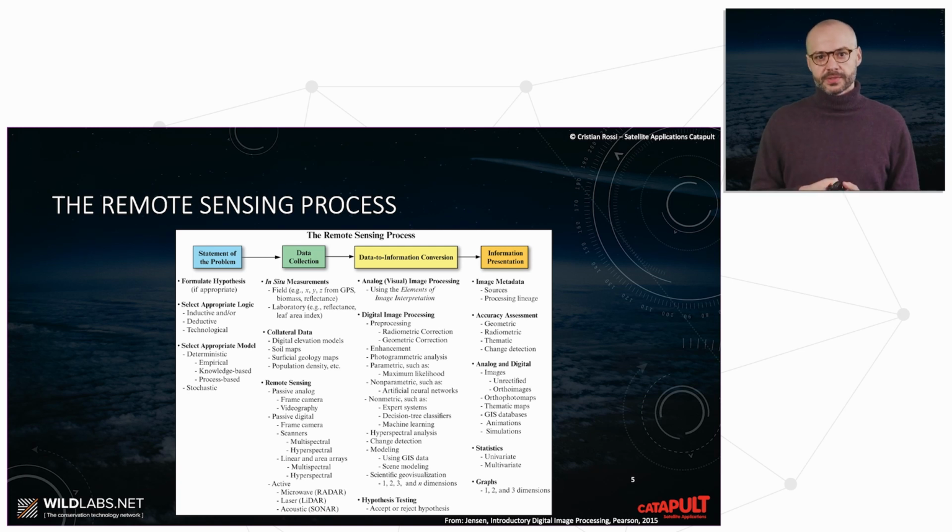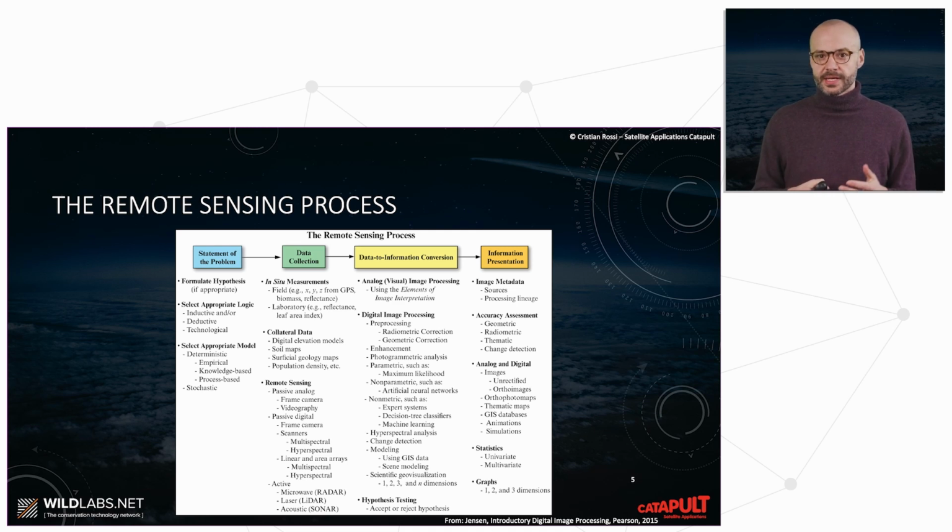The third part of the remote sensing process is the data to information conversion. In this part, we actually do the processing of the data. So we get our images and we derive the relevant information. In our case, it was simply rice field maps or boundaries. So this is our third part of the process, and it really involves what is called digital image processing.